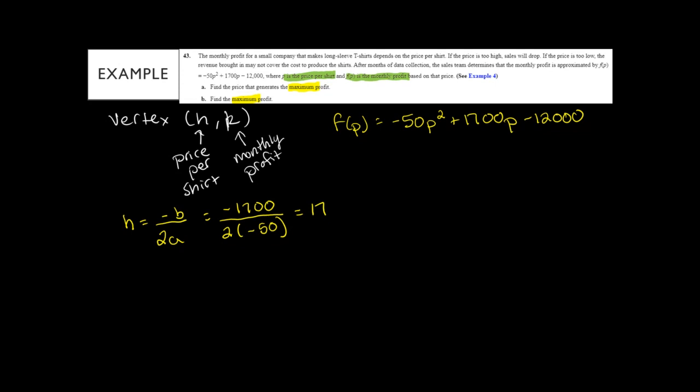So what you would say is that selling at $17 per shirt maximizes the profit. So Alex is not going to ask you to write a sentence, they'll just ask you for the number, but for your own notes, it's really good to write a sentence so that you know what this means that you've just done.